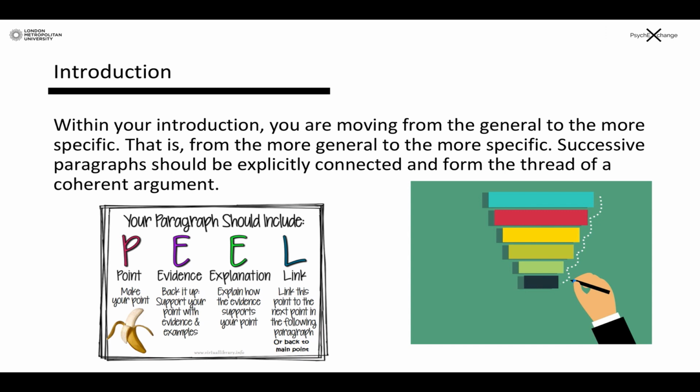I recommend using PEEL paragraphs. So P, make your point. E, evidence your point. So back it up with research evidence and examples. E, explain how that evidence supports your point. And then L, link your point to the following paragraph or back to your main point. As you move through the introduction, it should become more and more specific to the research that you are going to carry out.